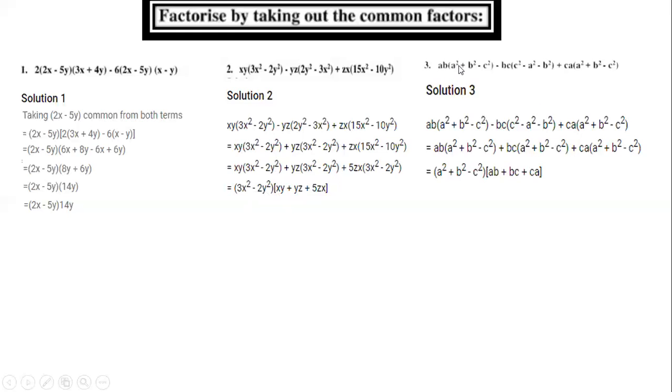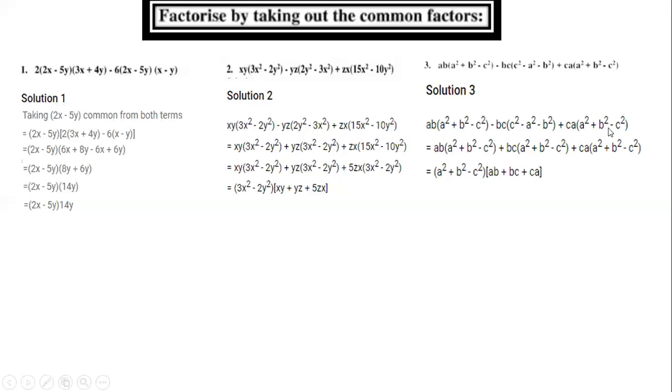See the question number 3. Again, ab(a² + b² − c²) − bc(c² − a² − b²) + ca(a² + b² − c²). The third question is again the same as question number 2. The value of the first term a² + b² − c² is the same as that of the third term a² + b² − c². The changes we have to do are with only the second term.